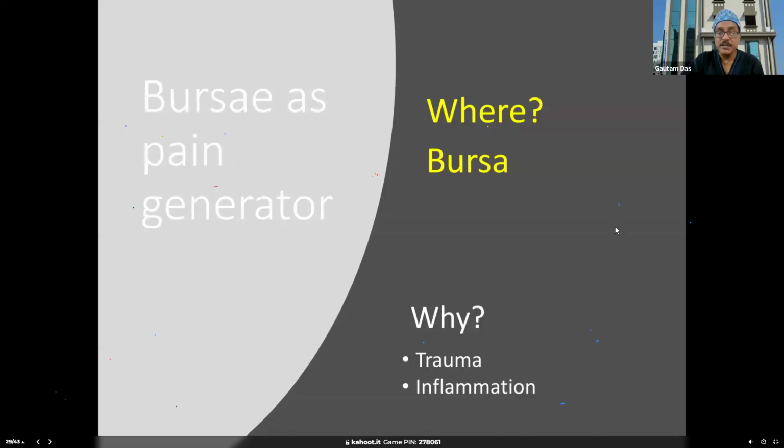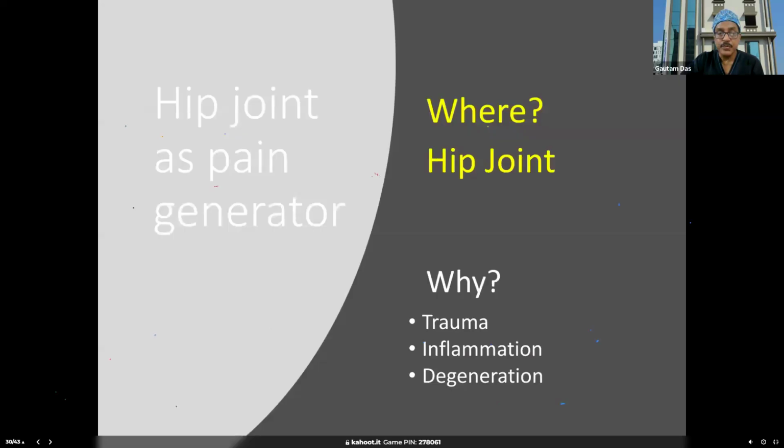Then some of the bursas are there, like the trochanteric bursa and the ischio-gluteal bursa. Sometimes they get inflamed in autoimmune disease, and this inflammation can cause bursitis, and that should also be considered as an important pain generator. Then, as I mentioned earlier, never ever forget hip joint examination. The hip joint can also cause buttock pain radiating down to the leg, and it can mimic radicular pain. It can mimic a prolapsed disc.